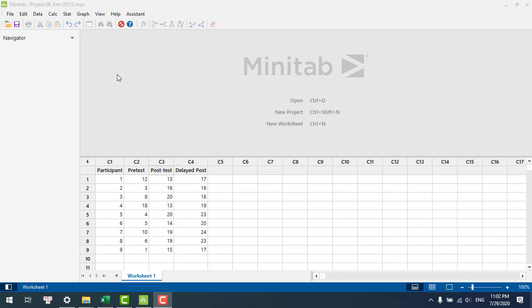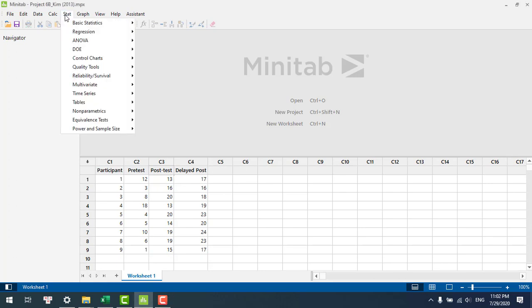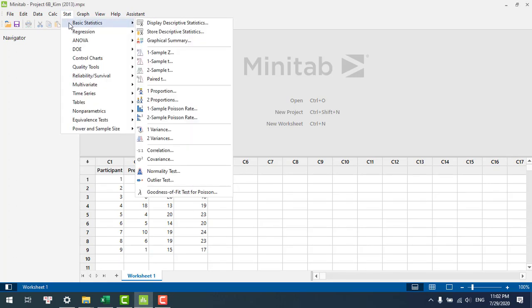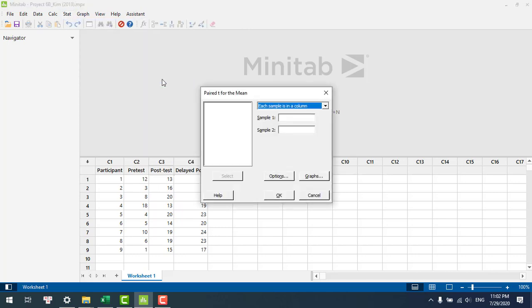Remember that we're trying to do a paired t-test. So we go to Stat, Basic Statistics, and then we go to Paired t. Okay. Now each sample is in a column. So sample 1 is going to be the pre-test. Sample 2 is going to be the post-test. And we click OK.